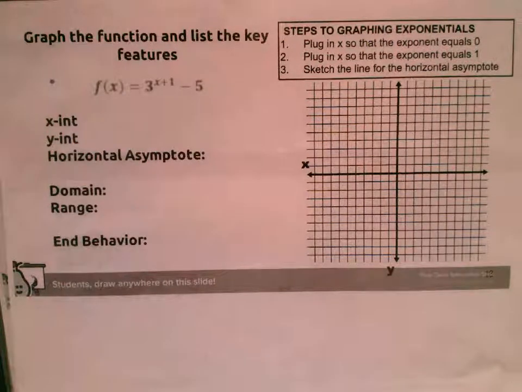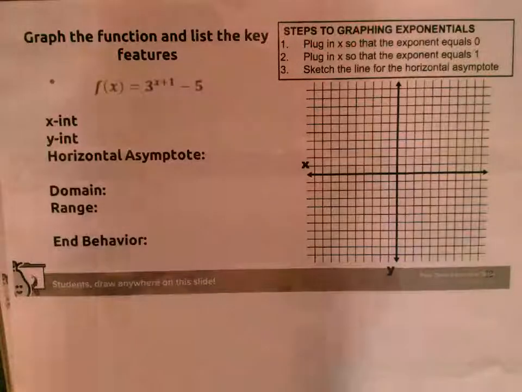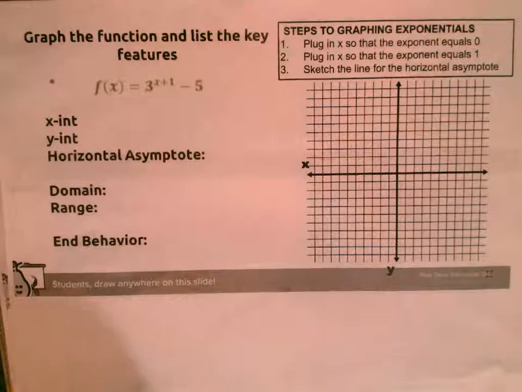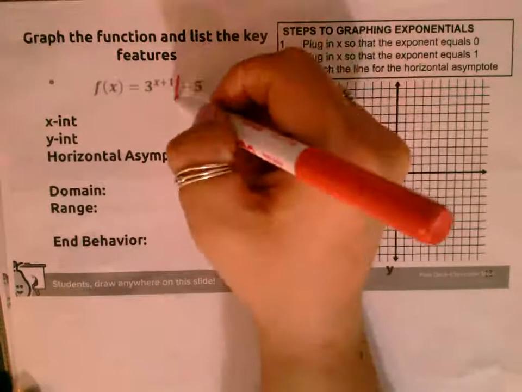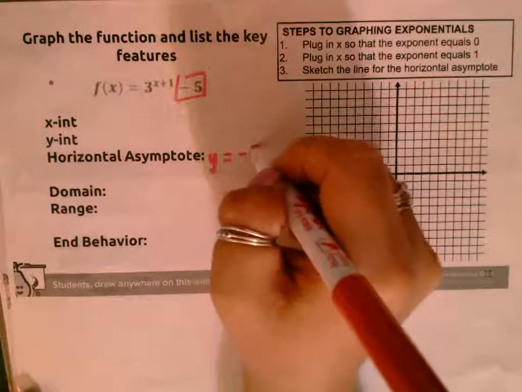So let's hop in. Looking at this function, f of x is equal to 3 to the x plus 1 minus 5. Two pieces of information pop out to me immediately, and hopefully they're popping out to you as well, just based on looking at this and not really even having to do anything. The first thing that pops out to me is that I already know my horizontal asymptote is going to be at y equals negative 5.